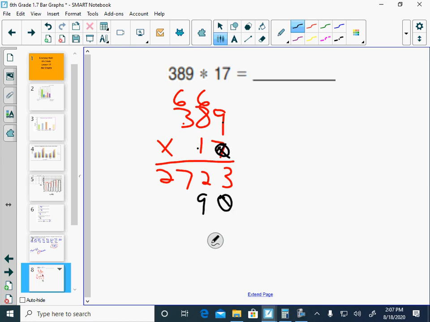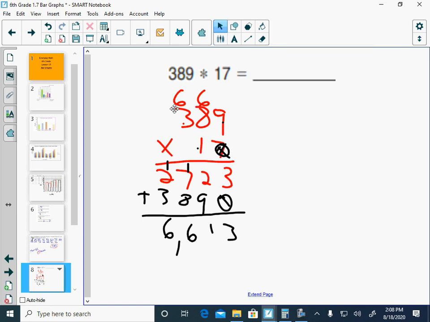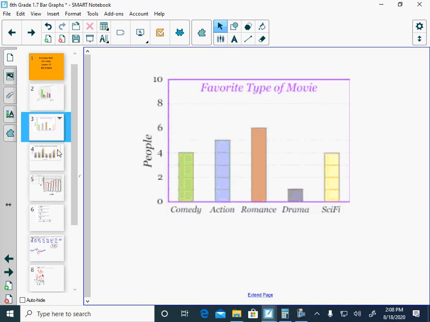Got 9. 1 times 8 is 8. 1 times 3 is 3. Go ahead and add them up. We have 3. We have an 11. We have a 16. 1 plus 2 is 3, plus 3 is 6. Your answer is 6,613. I'll stop there instead of doing those other multiplication problems because explaining the graphs took a little bit longer.